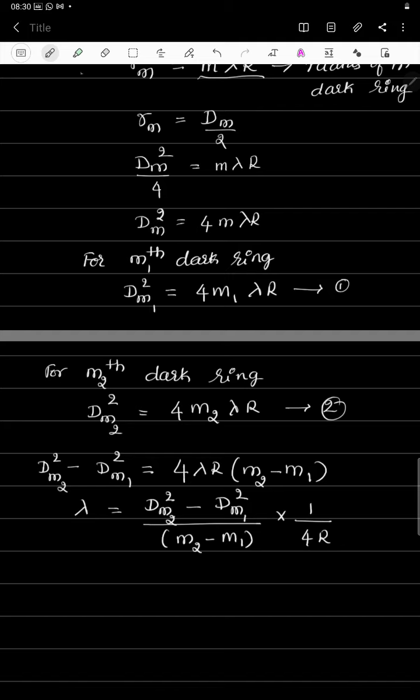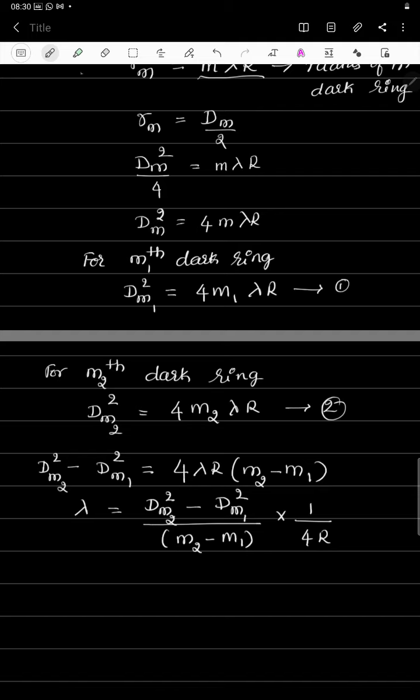Now in this expression, dm2 is the diameter of the second dark ring, dm1 is the diameter of the first dark ring, and m2 and m1 are the numbers of the dark rings I have chosen. Then r is there in the equation. R is the radius of curvature of the plano-convex lens. This radius of curvature we can measure with the help of a spherometer. So with the help of a spherometer you can determine the radius of curvature. This will be constant for the given plano-convex lens.